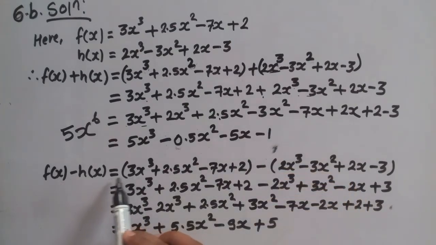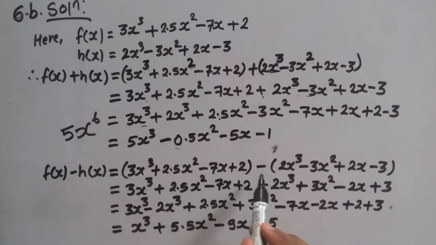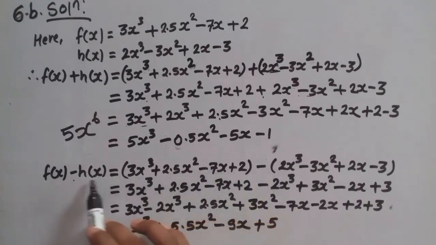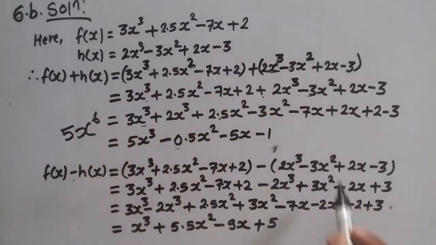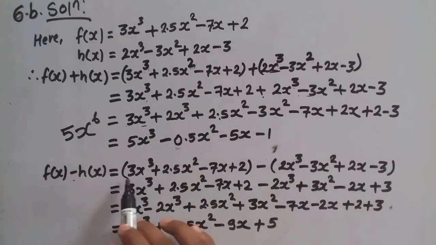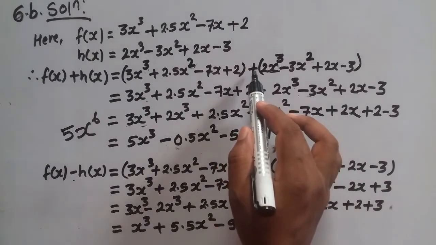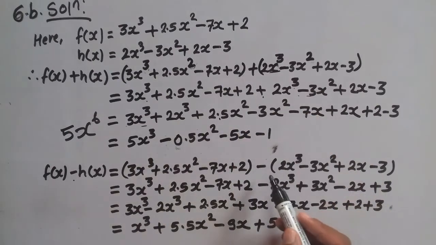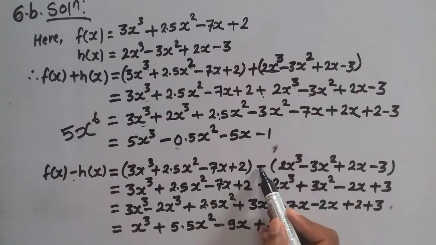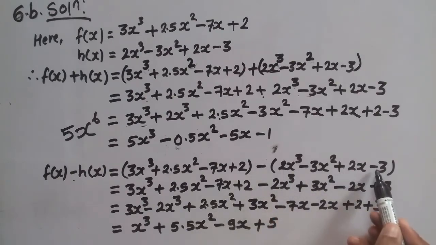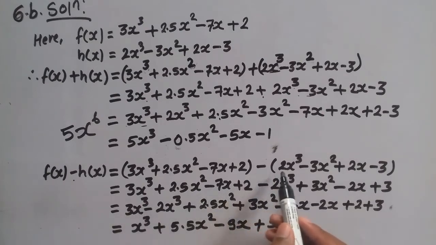Similarly here we have written this f(x) polynomial first, then minus sign, then the h(x) polynomial from here. Then in this step we have opened this bracket. When opening this bracket here, we have to multiply with this minus sign as before. Here we multiplied with plus sign. Minus into plus is minus, minus into minus is plus, minus into plus is minus, minus into minus is plus, and terms are written as it is. Only this sign changes.